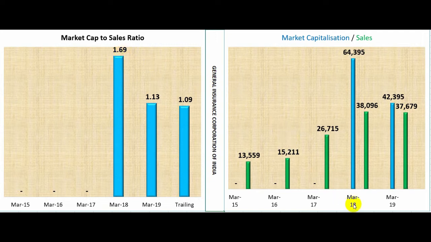Let's look at the values. In March 19, the total market cap of the company was 42,395 crores, against which it generated a revenue of 37,679 crores. So that's a very good revenue generation capacity against what it is valued in the market. In March 18, the gap was quite substantial and the ratio was 1.69 times.